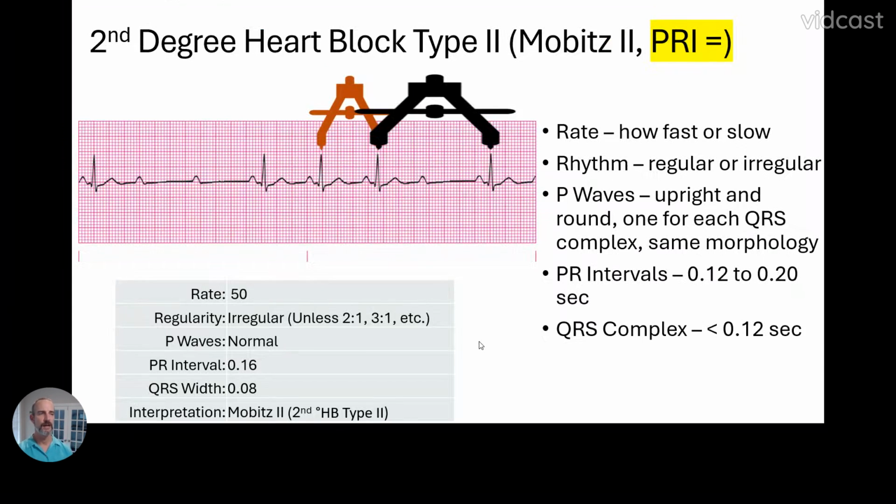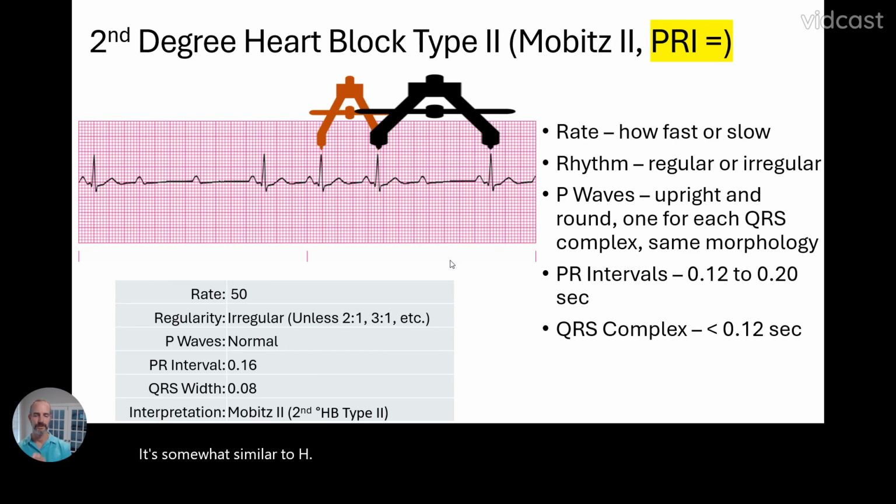Note at the top, we have some highlighting. You've got a PR interval that is equal. Very important to remember. We're distinguishing this rhythm from the previous secondary heart block as well as a third degree heart block coming up. All right, so let's measure for regularity. We can see in this case, we have an irregular rhythm. I will tell you, in some ways, this secondary heart block type 2 is somewhat similar to atrial flutter in that you can have a regular rhythm. You can have a 2-to-1 or a 3-to-1 conduction, just like atrial flutter, right?